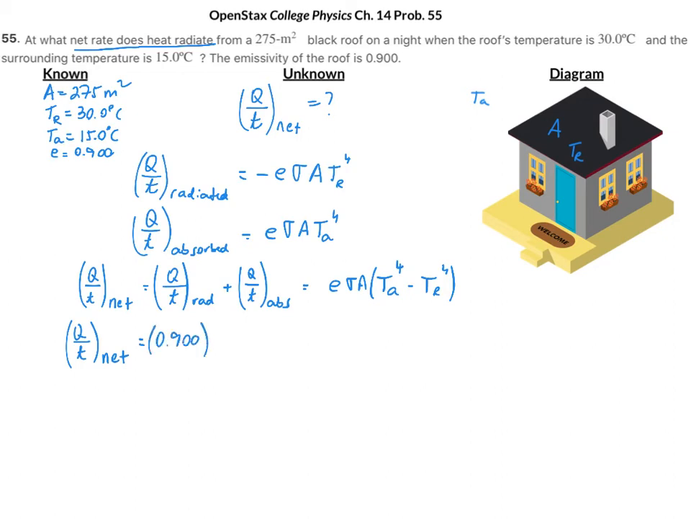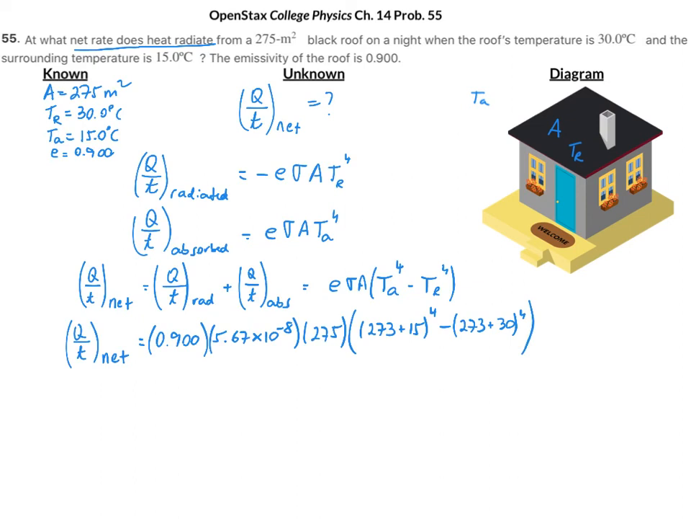0.900 times the Stefan-Boltzmann constant, which is 5.67 times 10 to the negative eighth. Area is 275 square meters. And then the temperature, remember that it has to be in Kelvin. I am given temperatures in Celsius, so I have to add 273 degrees to 15 for the temperature of the air and raise that to the fourth power, minus 273 plus 30 and raise that to the fourth power.